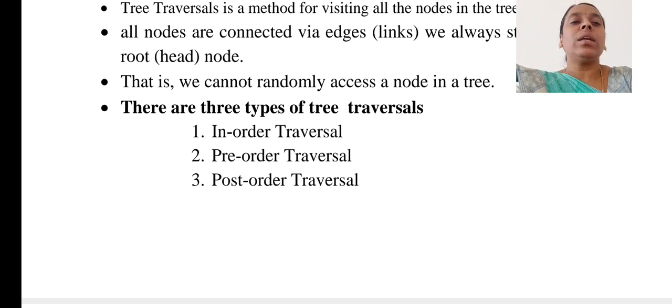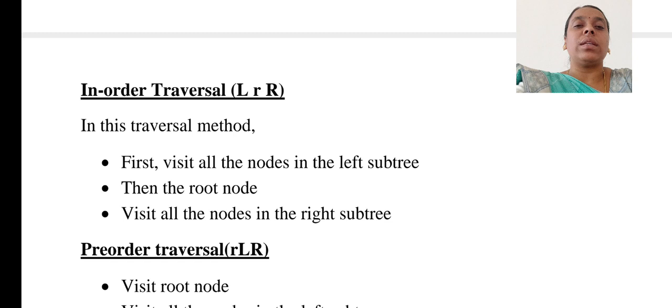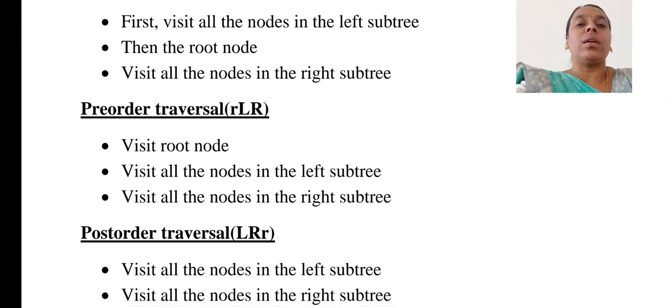There are three types of tree traversal: in-order traversal, pre-order traversal, and post-order traversal. What does in-order traversal mean? In this traversal, we first visit all the nodes in the left subtree, and then the root node. After that we visit all the nodes in the right subtree. That is L, root, R: left, root and right. That is in-order.